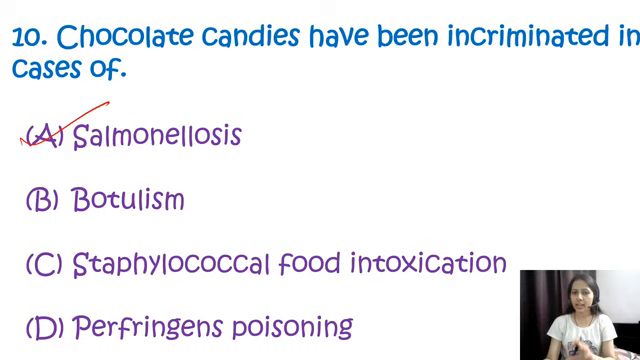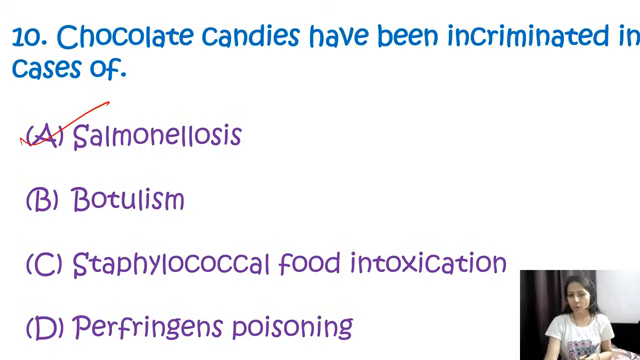So we know that Salmonella is a type of bacteria that can survive in a low moisture environment, like chocolate. The manufacturing process of chocolate can sometimes fail to eliminate Salmonella bacteria, which can lead to contamination, as well as subsequent illness when consumed. Whereas botulism is typically associated with anaerobic conditions, which are found in improperly canned or preserved foods, not necessarily in chocolates.